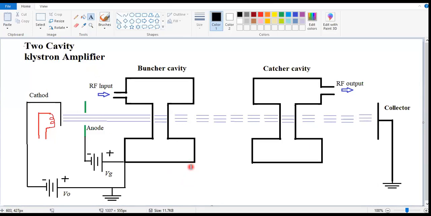Now we will discuss how this bunching takes place and how it works based on the time and distance scale. I will go for the time and the distance scale. First we will go for the distance scale. Here in this cavity, I will draw a proportionate diagram.